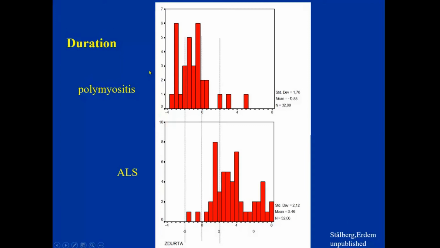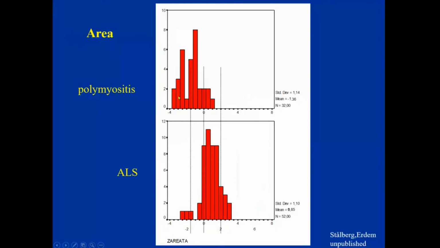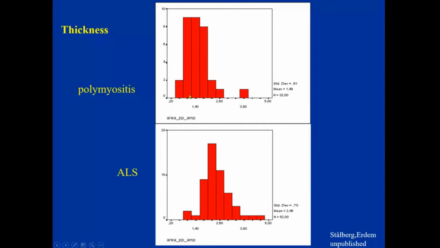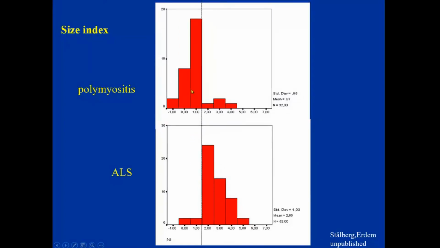The same thing with duration. In myositis we have some that are uniquely shorter, and in ALS we have some that are uniquely longer, but there is also an overlap between the findings. This is area of the signal, maybe a little better, and here is something we call thickness, area divided by amplitude, and here is a normalized area that we called size index, that they separate a little better.